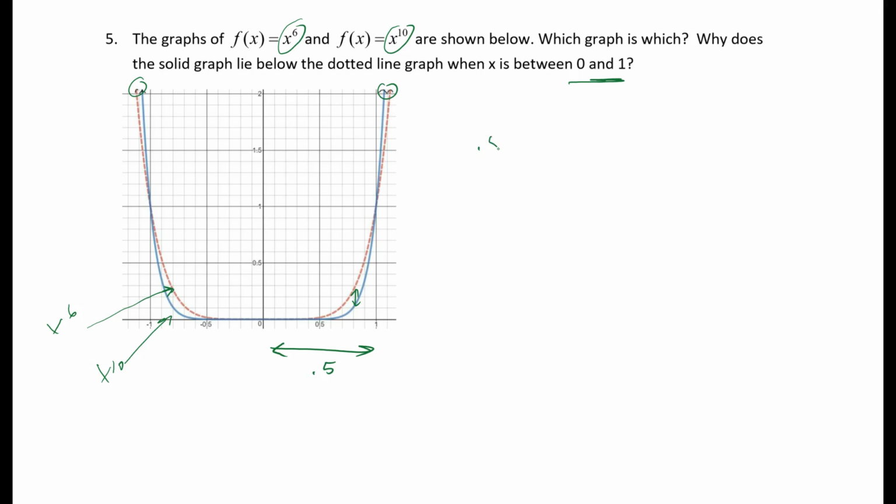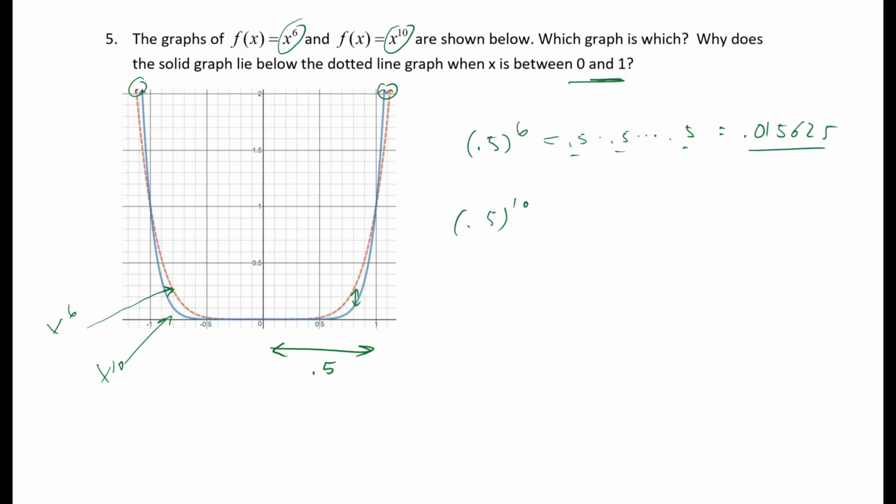If I take 0.5 raised to the 6th power, which is what that would mean, and this should feel a little familiar from our exponential unit, that means take the number 0.5 and multiply it by itself 6 times. So 0.5 times 0.5 times 0.5. I'm shrinking every time I multiply by 0.5. If you actually put this on a calculator, you'll get 0.015625, which is that number.